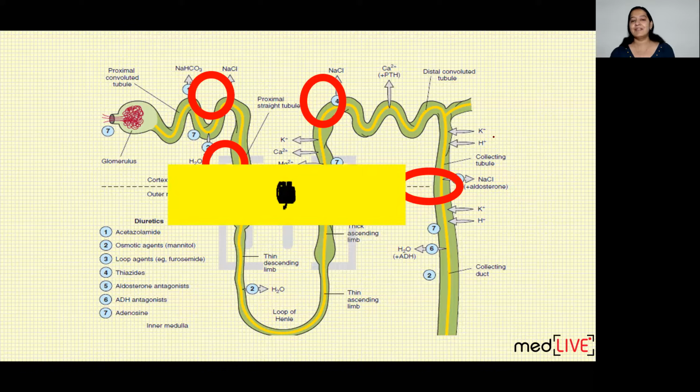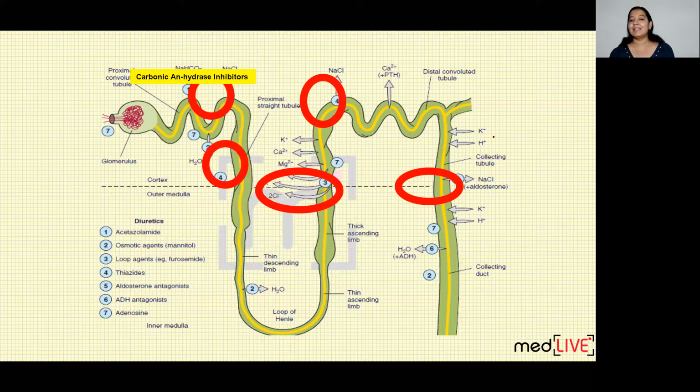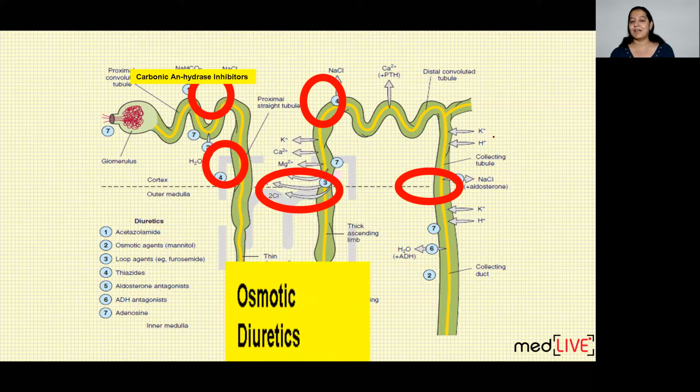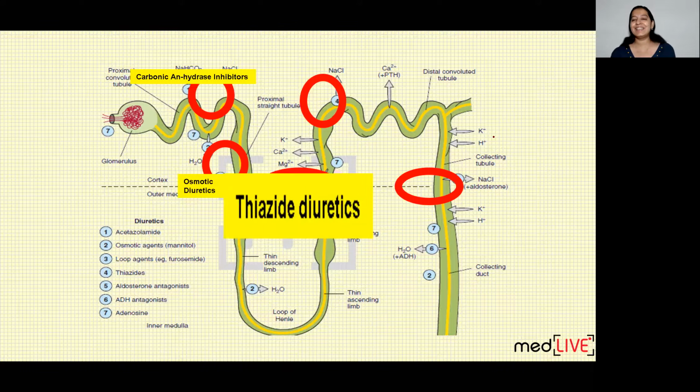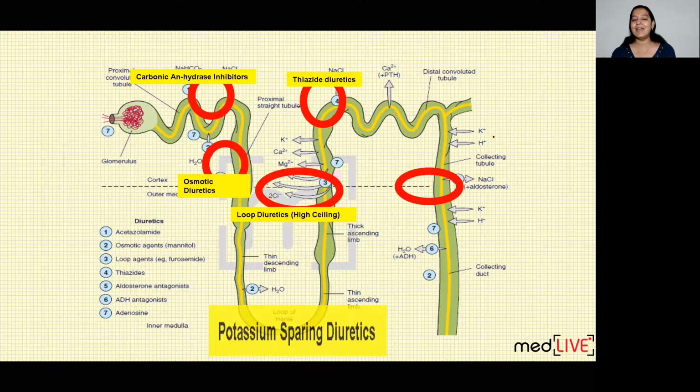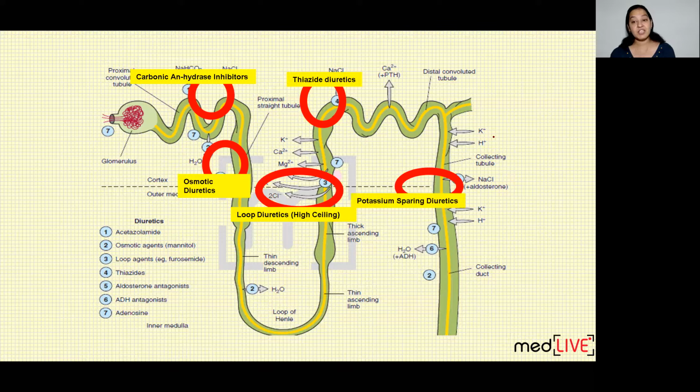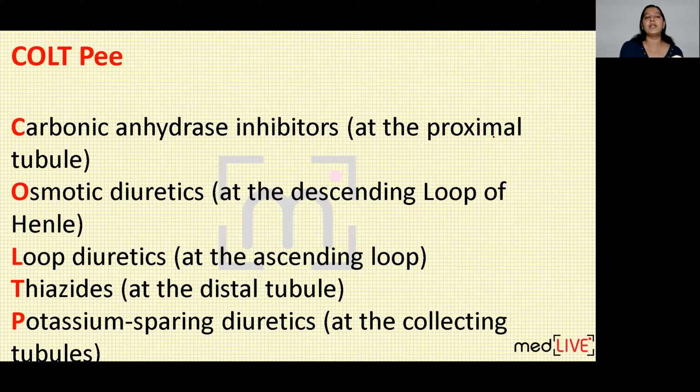Now one by one, the diuretics will come. C stands for carbonic anhydrase inhibitor. O stands for osmotic diuretics. L stands for loop diuretics. T stands for thiazide diuretics. And P stands for potassium sparing diuretics. So COLTP. So that is the mnemonic. So the mnemonic is cold P. COLTP.